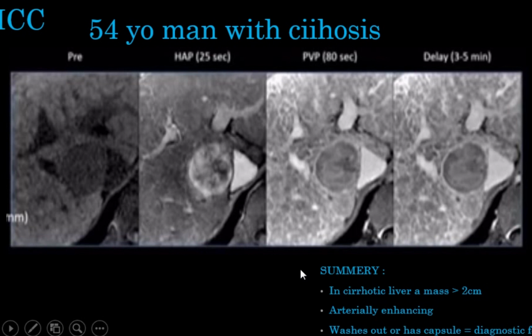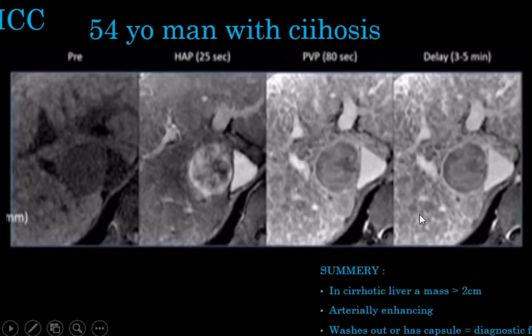Sometimes there is no washout, but there is a capsule enhancing. This pattern of enhancement is not like the hemangioma: not nodular, not discontinuous. It's like a capsule. So when we see a capsule, usually we feel good, but not in this type. When you see a capsule, that's suspicious.